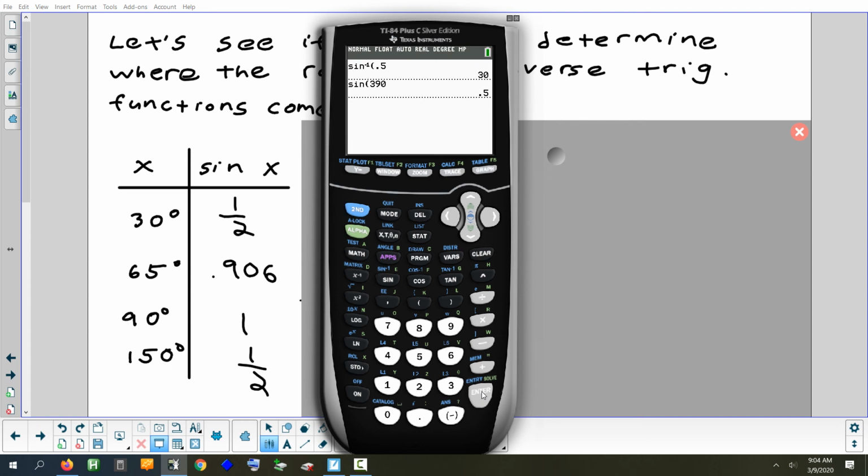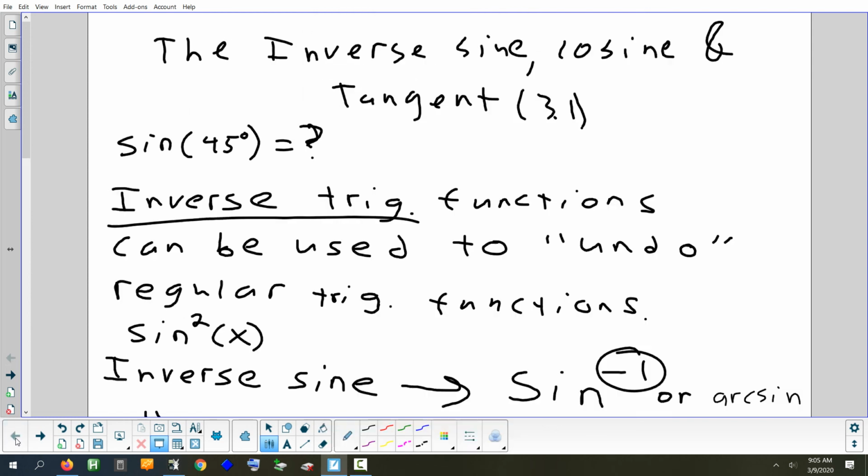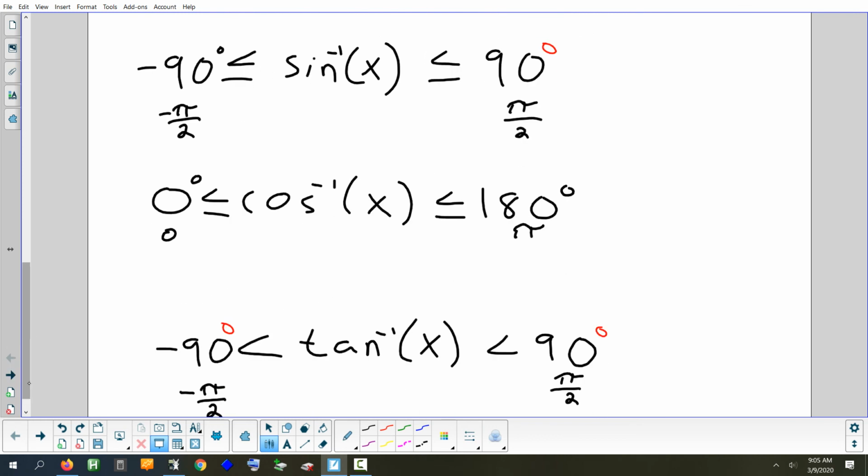So the problem is there's a bunch of angles you can take the sine of and get an answer of a half. But when we do inverse sine of a half, we don't want to get a bunch of angles back as the answer. We want one answer back. Which answer we're going to get back is determined by that. We agree that when you do inverse sine, the answer you will get back is negative 90 to 90.